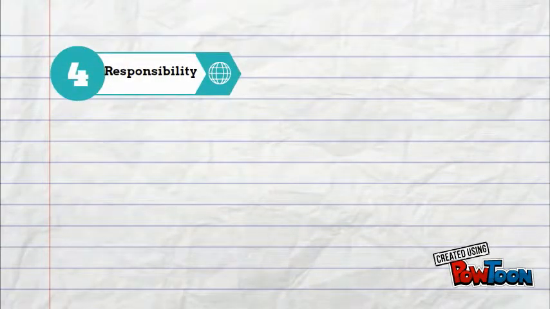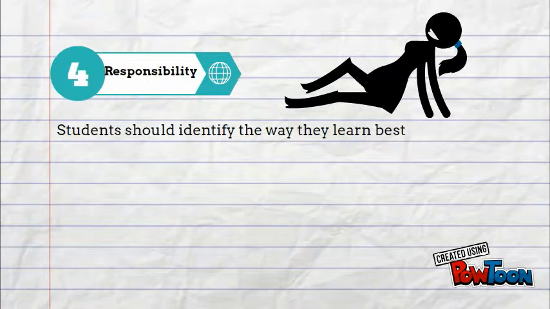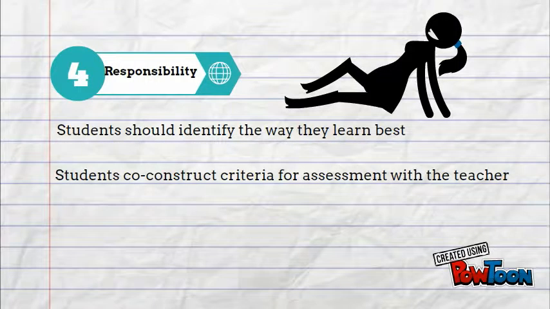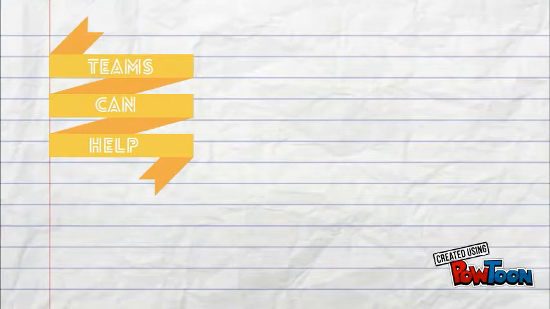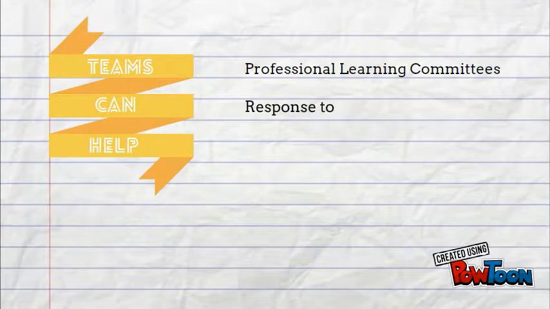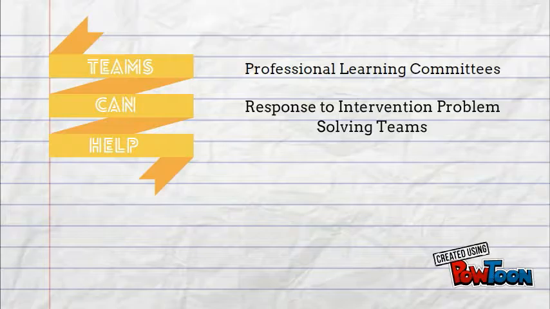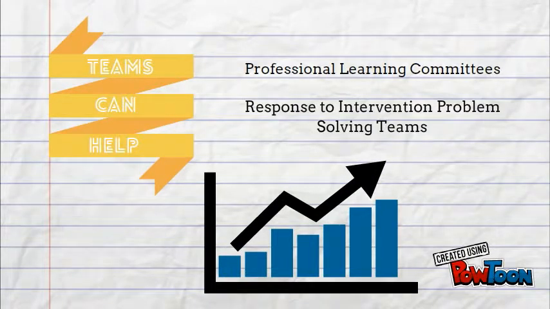In shared responsibility for learning, students should always have the opportunity to identify the way they learn best. They should also co-construct the criteria for the assessment with the teacher and advocate for conditions that support their learning. Teams like professional learning committees or response to intervention problem-solving teams can work together to come up with other ways we can help students be successful by differentiating content, process, product, and their environment.